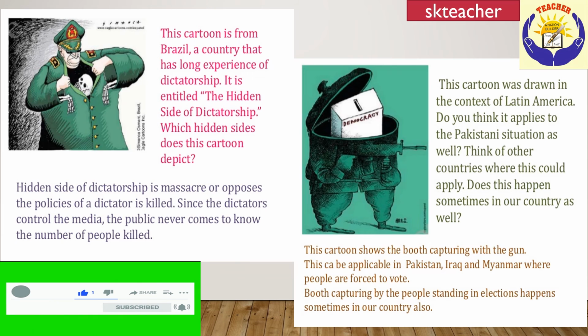The last cartoon. This cartoon was drawn in the context of Latin America. Do you think it applies to the Pakistani situation as well? Think of other countries where this could apply. Does this happen sometimes in our country as well? The answer is, this cartoon shows booth capturing with a gun. This can be applicable in Pakistan, Iraq and Myanmar, where people are forced to vote. Booth capturing by the people standing in elections happens sometimes in our country also.